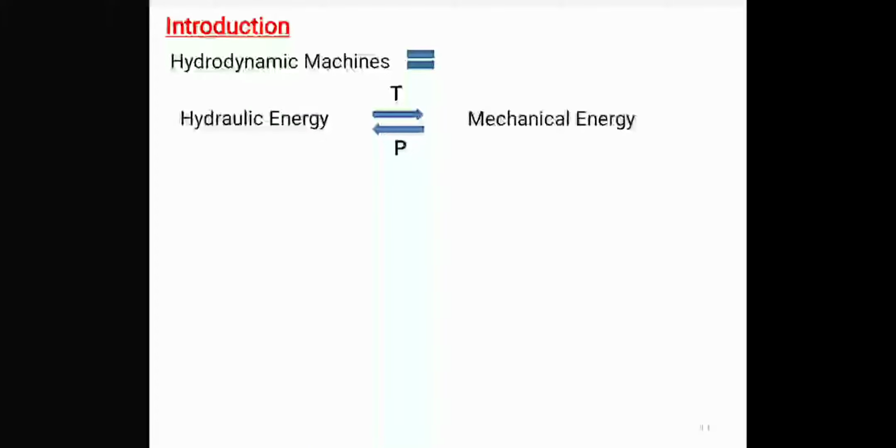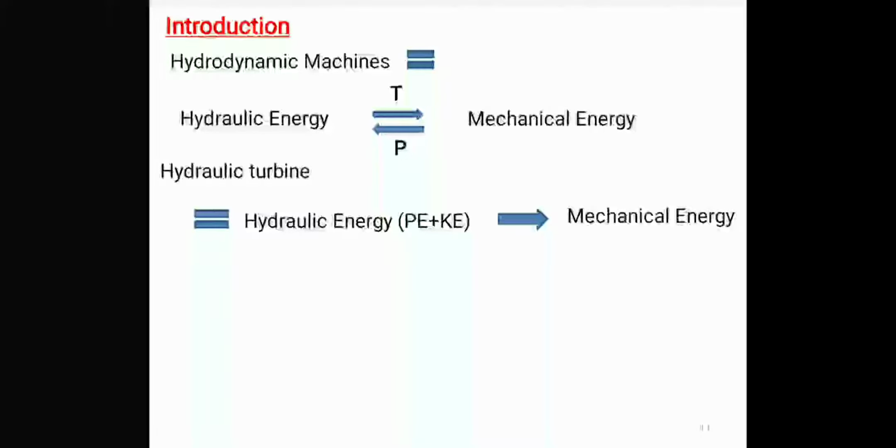Now we will see the classification of hydraulic machines in equation form. Here there are two types of energy, it is hydraulic energy and mechanical energy, in which the turbine converts the hydraulic energy into the mechanical energy, while the pump converts the mechanical energy into the hydraulic energy. In hydraulic turbine, the hydraulic energy, that is potential energy and kinetic energy, is converted into mechanical energy.